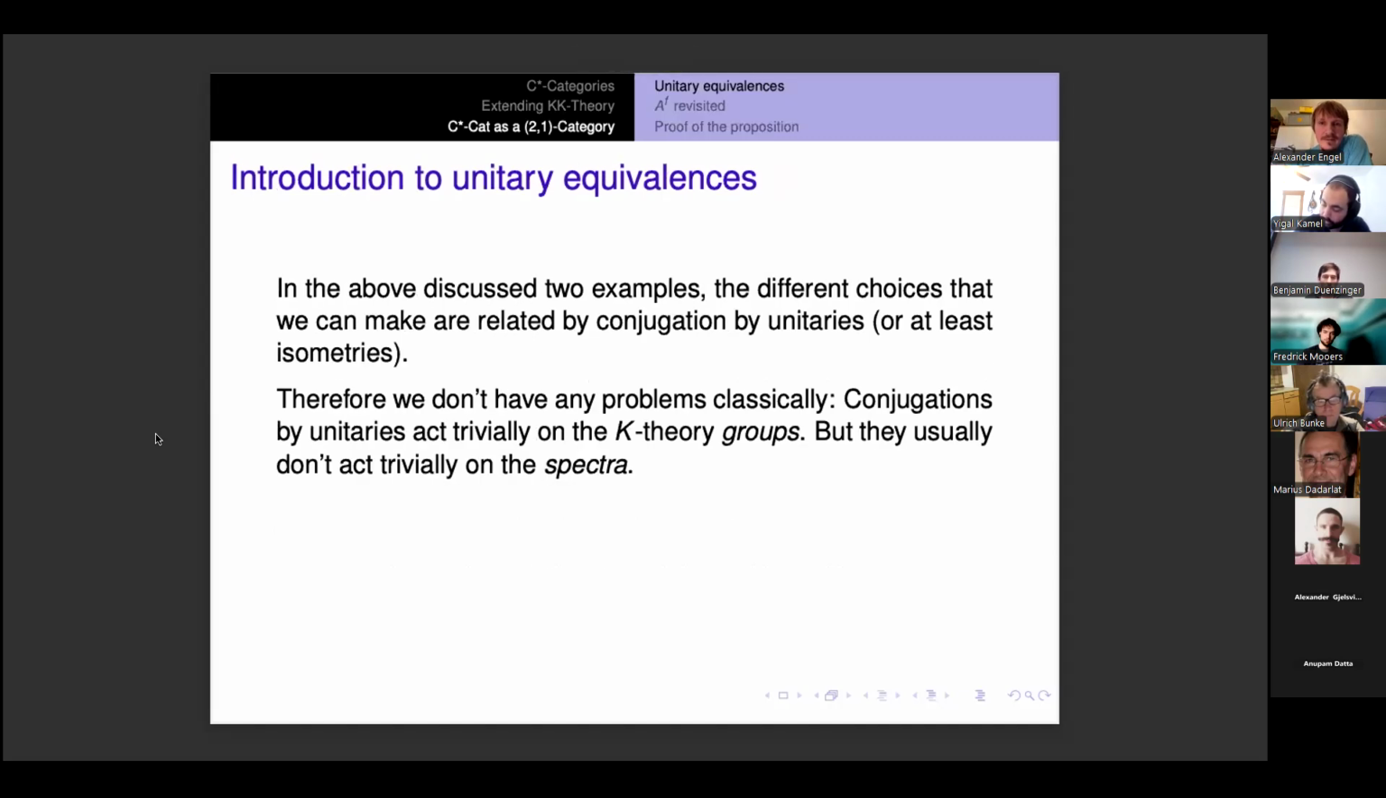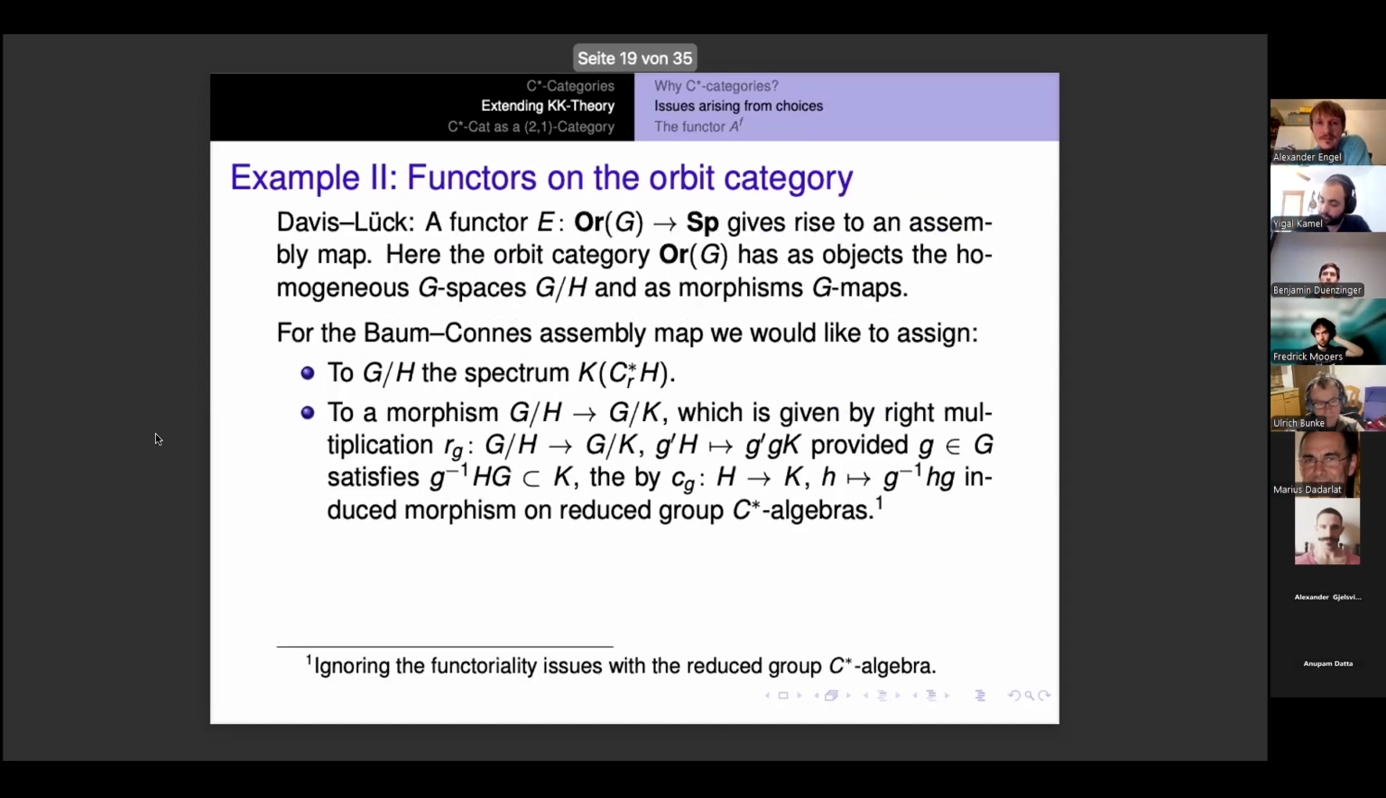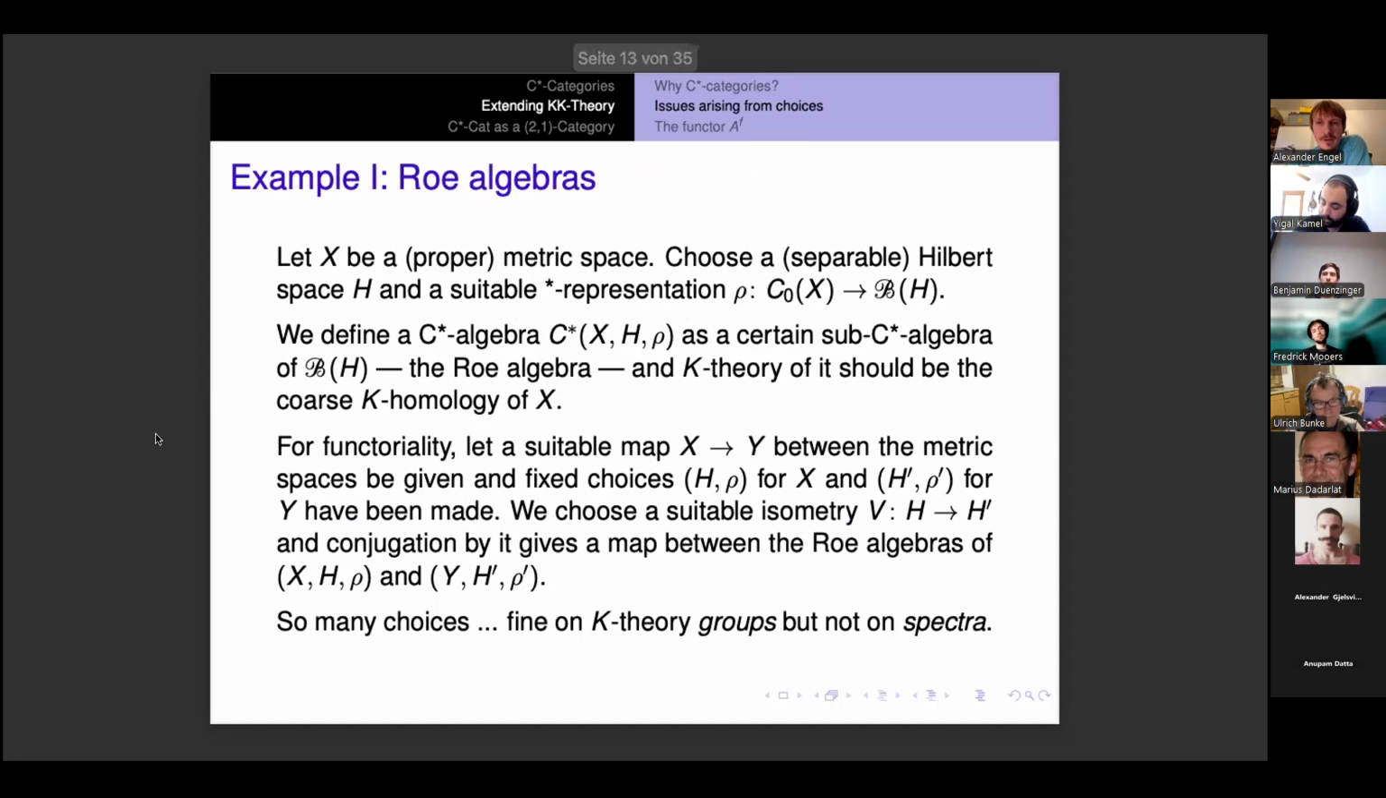Okay, now to the second half of my talk. It's basically about unitary equivalences. Let me go back to the previous two examples on my slides, the row algebra stuff. Here I said we have to make choices classically. We have firstly to make a choice of the Hilbert space and representation, and then secondly, we have to make a choice of an isometry to get functoriality.